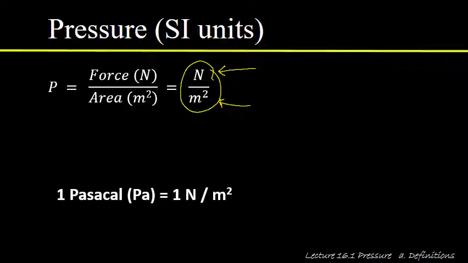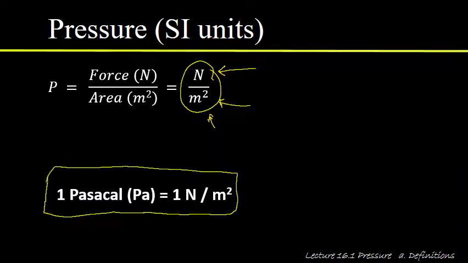And just as we defined the collection of units that comprise force, we gave that a new name as newtons. We can take this collection of units, let's say, and rename this so that 1 Newton per meter squared is a Pascal. Okay, and Pascal is the SI unit of pressure.